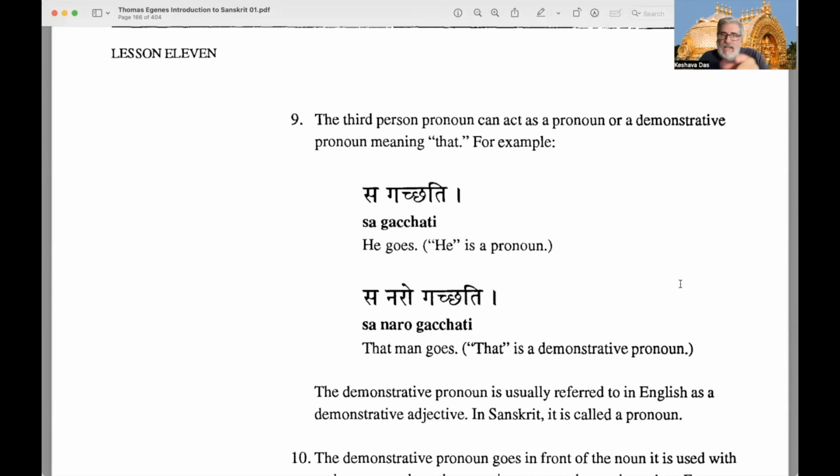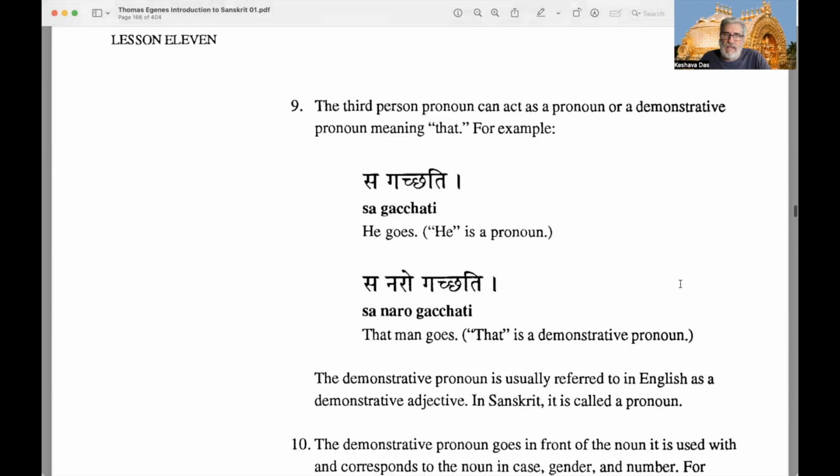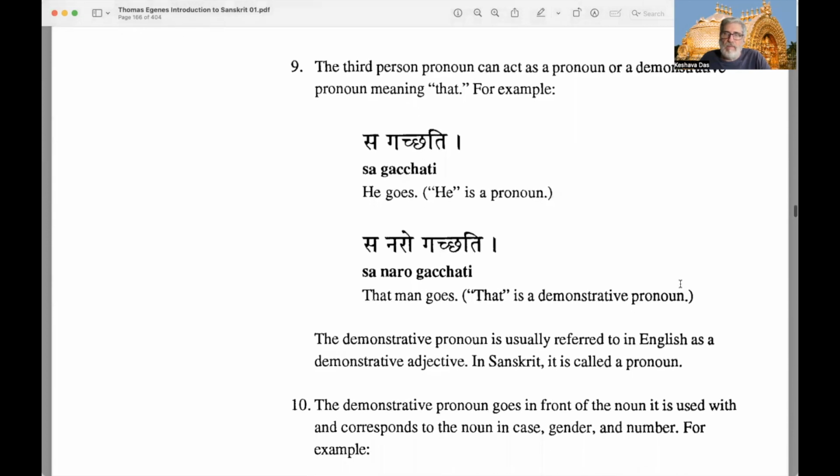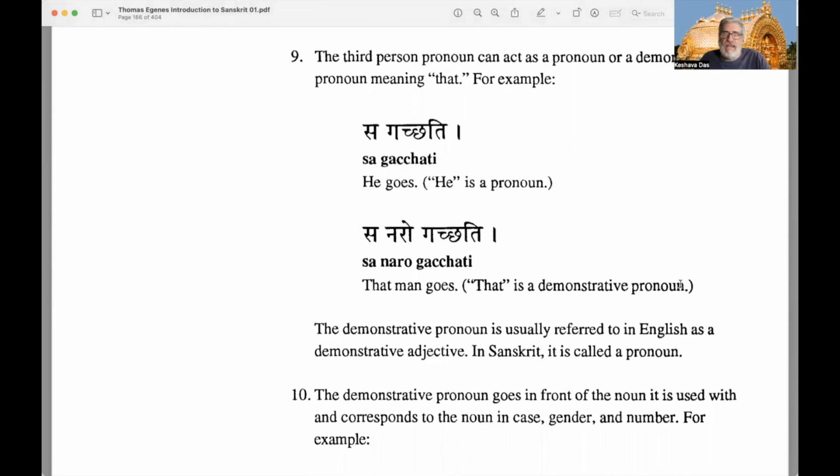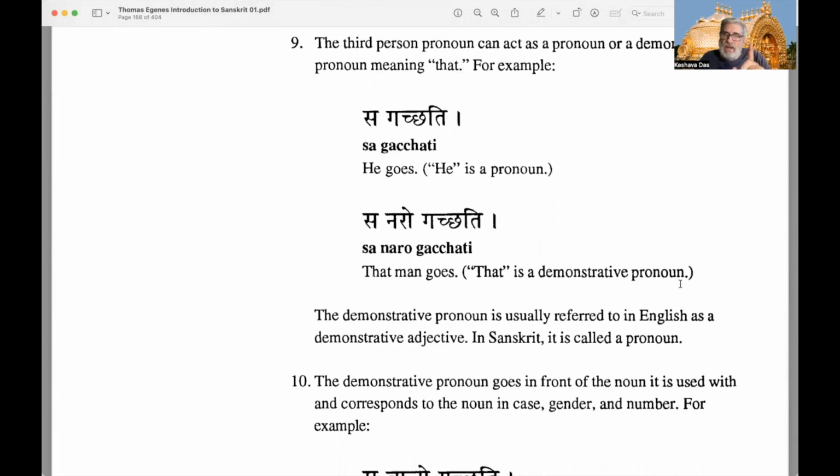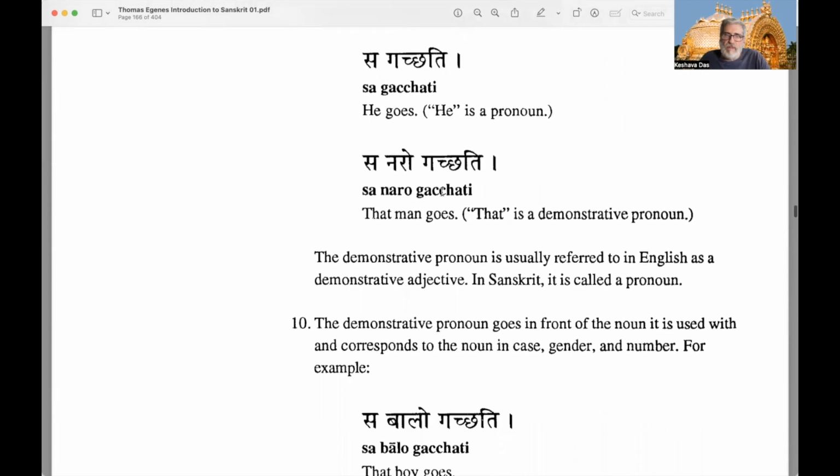So, for example, sa gachati, he goes. He is a pronoun, I would say a personal pronoun, right? He just calls it a regular pronoun. But if we say sa naro gachati, right? So let's break up those Sandhis here. So gachati, again, third person singular, present tense, active ending, of the verb to go, means he, she, or it goes.